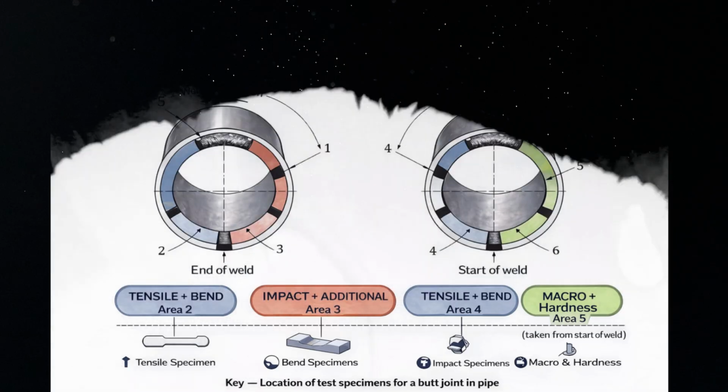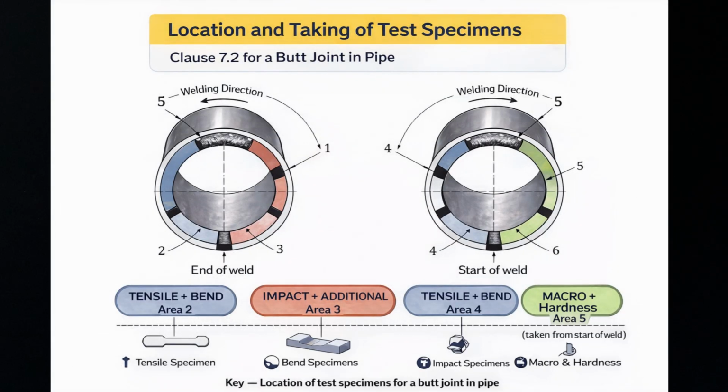Figure 6, butt joint in pipe. For pipe test pieces, the end of the weld is identified, and the same zone structure applies around the pipe circumference. Area 2 and Area 4, on opposite sides of the pipe, each provide a tensile specimen and bend specimens. Area 3 between them provides impact specimens. Area 5 at the start of the weld provides the macro and hardness specimens. The hardness specimen is specifically taken from the start of the weld, not the end.